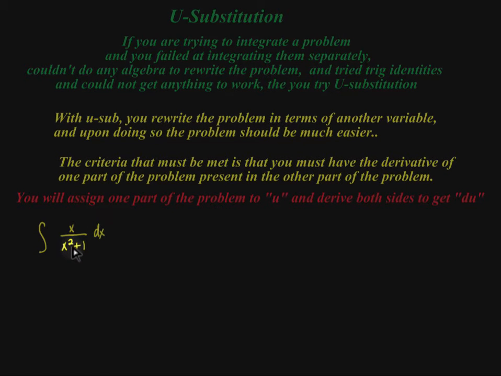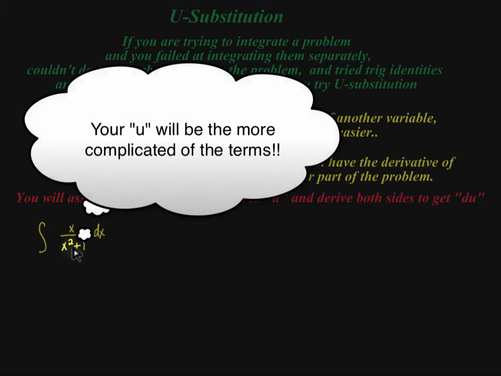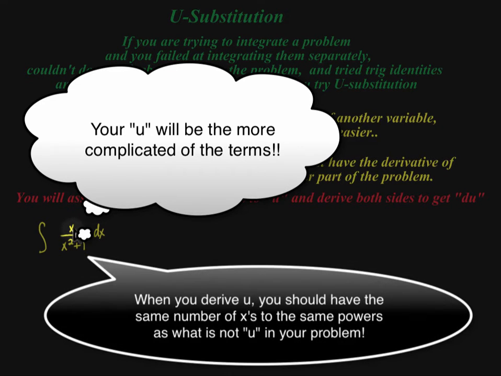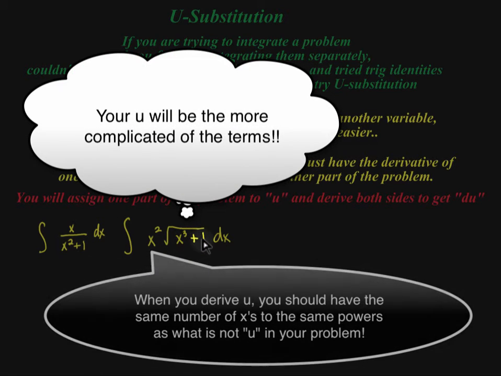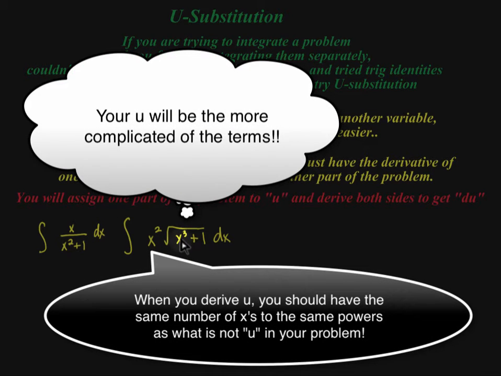So here, for instance, x squared plus 1 would be your u. It's the more complicated expression usually, and the derivative of an x squared term is an x to the first term. I don't care about numerical coefficients. Numbers in front don't have to be the same, just the same number of x's to the same power. If I were to look at this one here, x squared is indeed the derivative of x cubed inside.